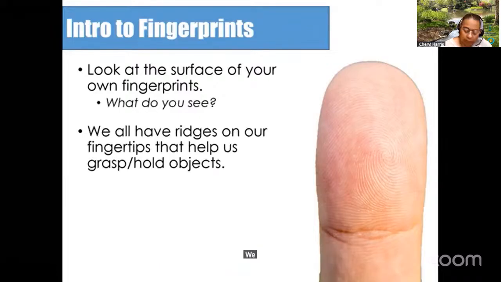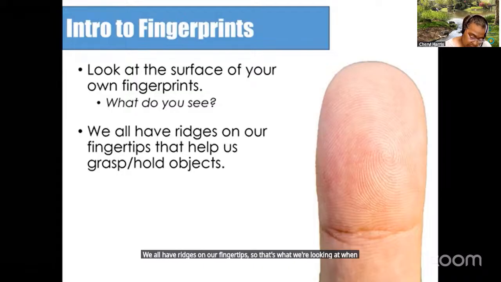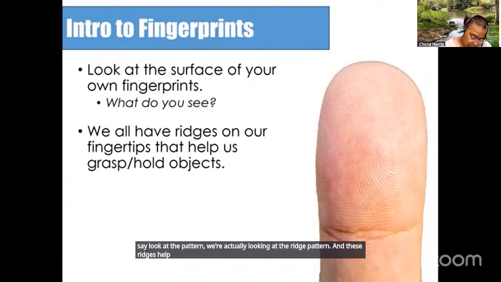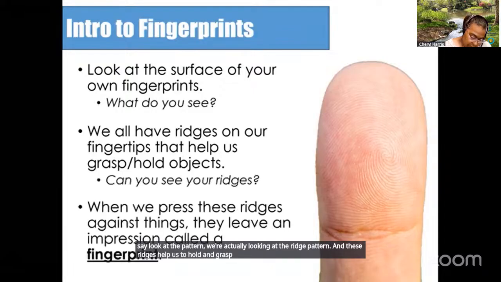We all have ridges on our fingertips, so that's what we're looking at. When I say look at the pattern, we're actually looking at the ridge pattern. And these ridges help us to hold and grasp objects. When we press these ridges against things, they leave an impression, and we call that impression a fingerprint.